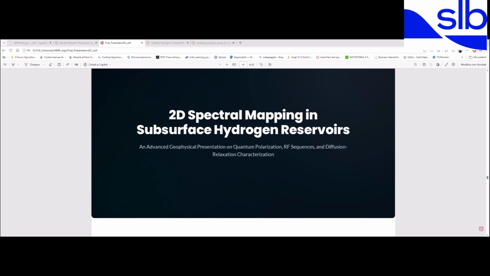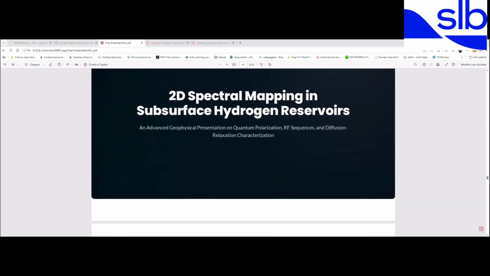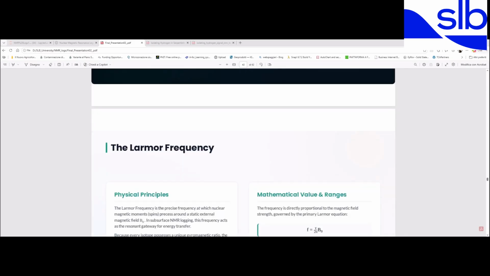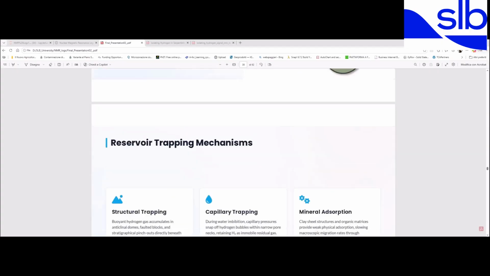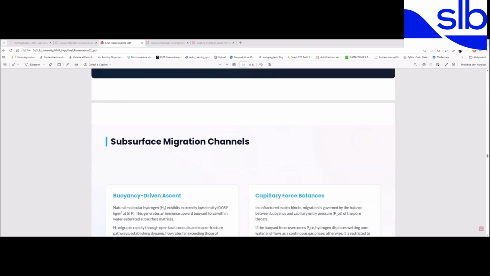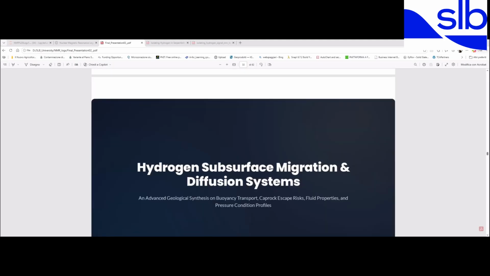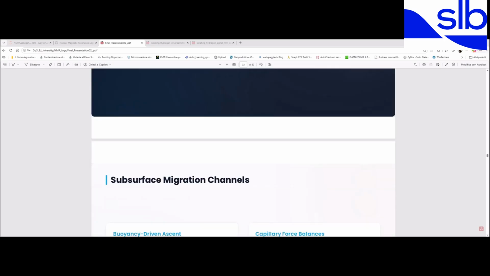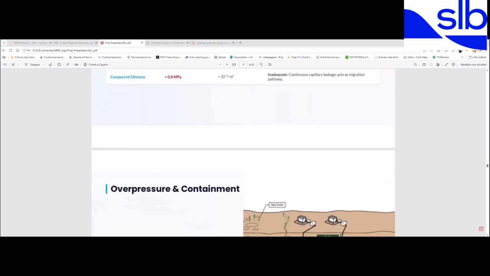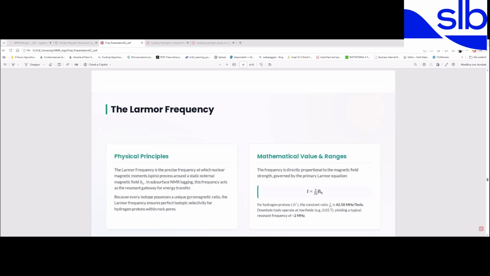Two: spectral mapping in subsurface hydrogen reservoirs. Let's go to the geophysical approach to the spectral mapping of the reservoir. In the first phase, we analyze the pathway of migration. We see through nuclear magnetic logs, and a new type of magnetic log is necessary, the mapping of source minerals like fayalite and the interference of magnetite. Through other geophysical logs, we are going to do 2D spectral mapping in the subsurface hydrogen reservoir.